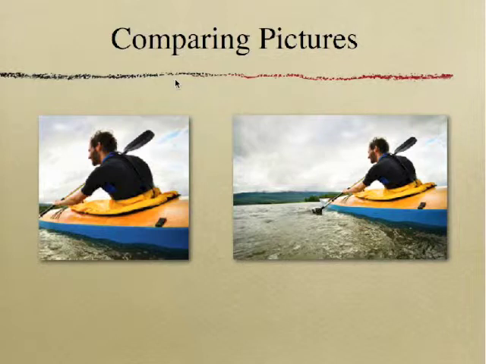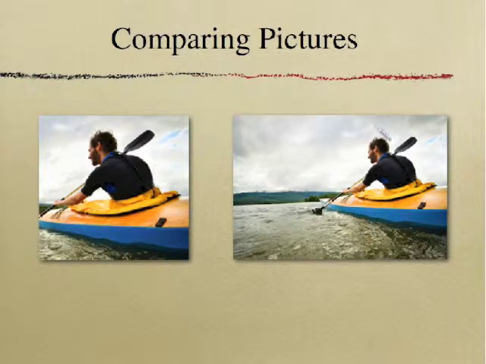So comparing pictures, there's the one picture on the right, and that's not following the rule of thirds. The problem with not following the rule of thirds is the kayaker is just sitting there just kayaking. He's in a lake, and that's about all you can tell about the picture.